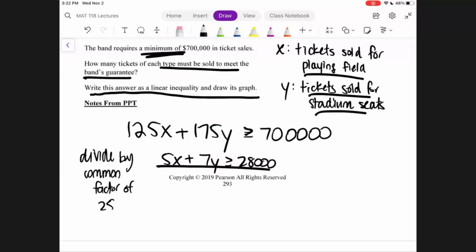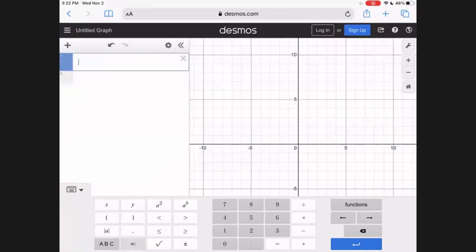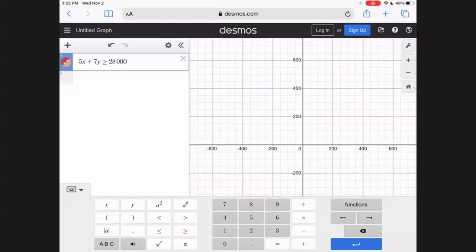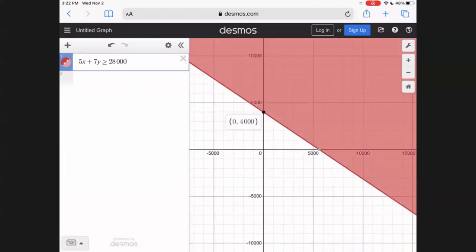So the few things you do here, you could always use Desmos. If you want to use Desmos to make your graph, you can. You can also do the intercepts if you'd like. Okay. So let's just key this in on Desmos and see what we get. So we have 5x plus 7y is greater than or equal to 28,000. So we don't see it here, so we need to keep zooming out on your Desmos, and eventually at some point you'll see it. It tells us our two intercepts, (0, 4,000) and (5,600, 0).